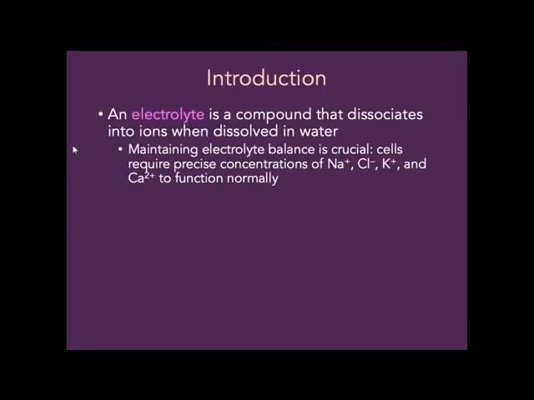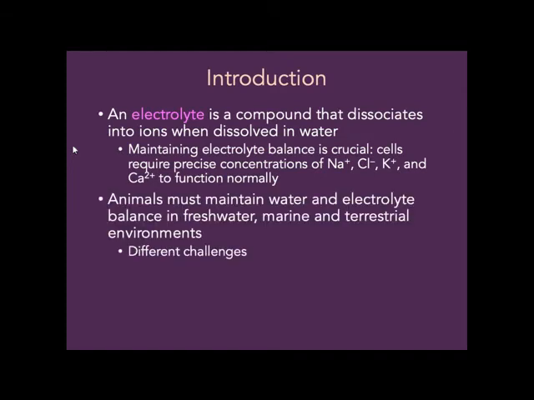So, an electrolyte is a compound that dissociates into ions when dissolved in water. Okay? Put it in water, it becomes ions. It is essential that we maintain a correct electrolyte balance. So our cells need very particular concentrations of sodium, chloride, potassium, and calcium in order to work correctly. So this is a problem whether you live in freshwater, marine, kind of saltwater, or terrestrial environments. You still have to maintain water and electrolyte balance.